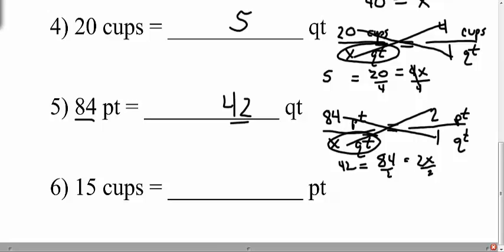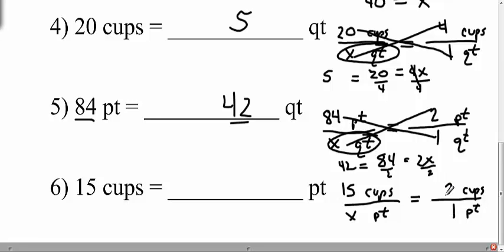And number 6, 15 cups is equal to how many pints? In the other ratio, we have cups in the numerator, pints in the denominator. A pint is larger, so start off with saying, well, if you have one of those, how many cups is that? And we know that 2 cups is a pint, just like 2 pints was equal to a quart.